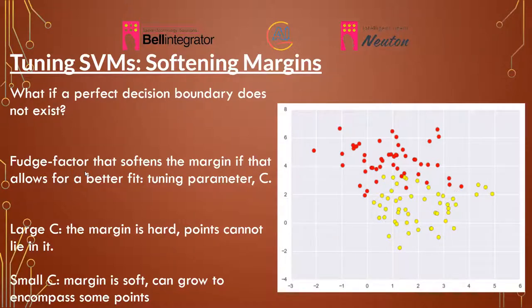And how do I know that it's a better fit? Well, I would go back to the standard method for supervised learning algorithms. You have to do a cross-validation. You have to do the usual metrics. But if softening the margin allows for a better fit, then that would make sense. So this then calls for hard margin and soft margin. So a large C, which is the tuning parameter, means that the margin is hard, so points cannot lie in it. And a small C means that the margin is soft, so it can grow to encompass some points, although this would not be strictly allowed in the traditional support vector machine format that was first introduced.